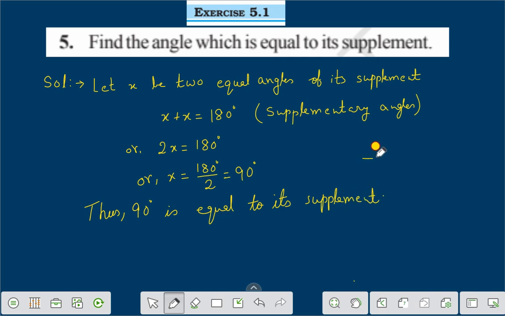If you draw angles like this, A, B, C and D. Here you see if this is 90 degrees and this is 90 degrees, 90 plus 90 is 180, that is supplementary angles. And you can say that angle ABC is the supplement of angle ABD and angle ABD is the supplement of angle ABC, and both are the same, that is 90 degrees. Right? This is the solution of question number 5 of exercise 5.1.